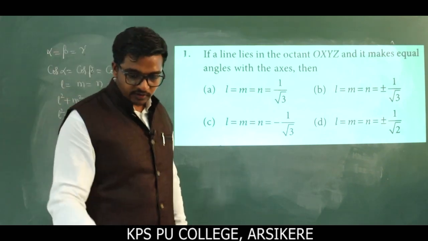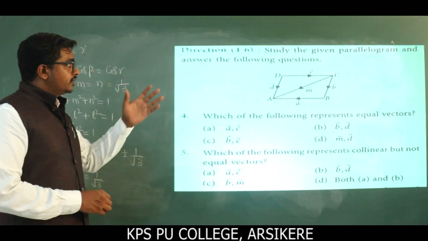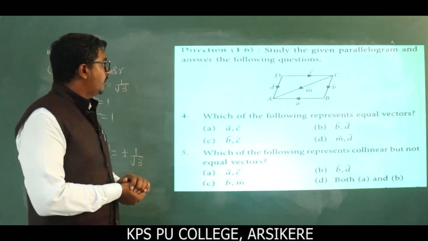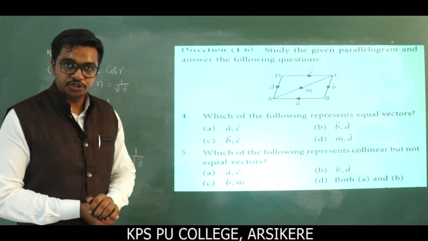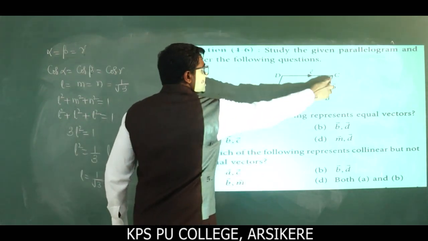Okay, next I am going to discuss the next question. So here they have given the diagram. Study the given parallelogram and answer the following questions. So here we have the parallelogram. This is A, B, C and D.